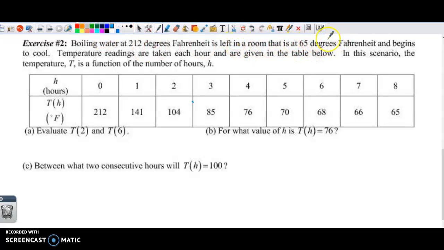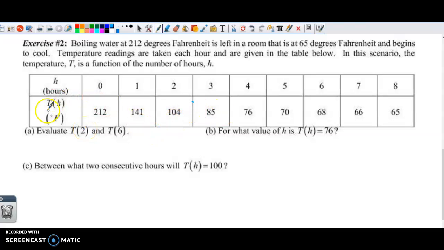And if it's left in a room at 65 degrees and begins to cool, well, it starts at 212 and it's going to cool, but it won't cool beyond 65 degrees, the temperature of the room. So they gave you a table, but they're just asking you to evaluate t of 2.